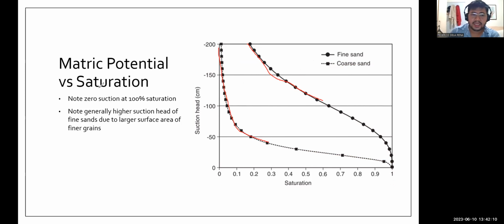This is because matrix potential is a function of surface area. The more surface area you have, the more pore spaces with a mixture of air and water can form suction. Okay.